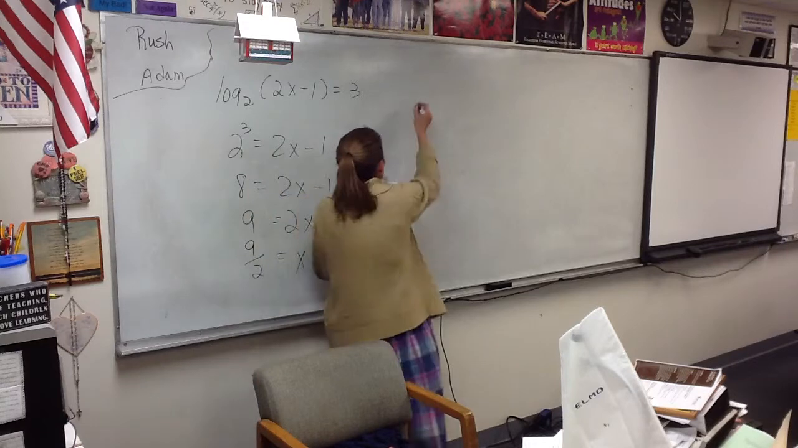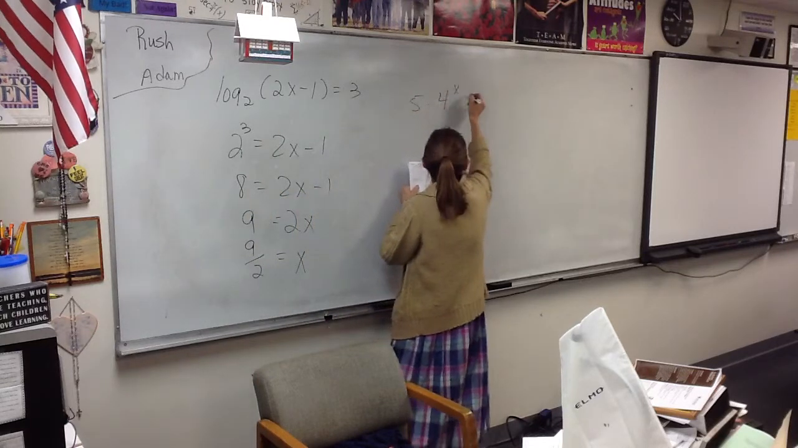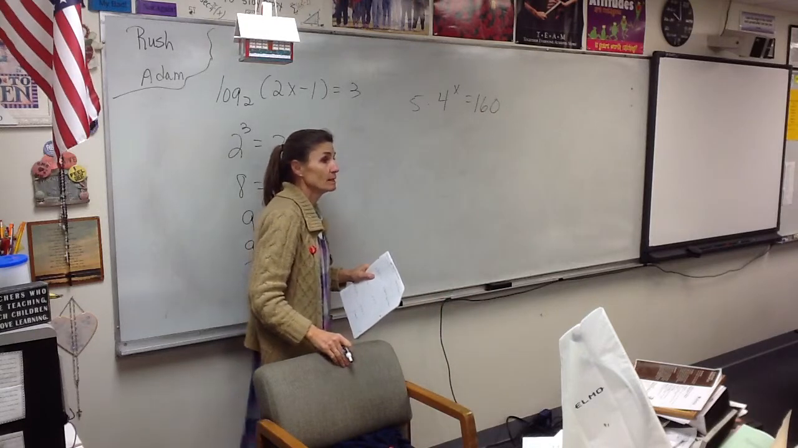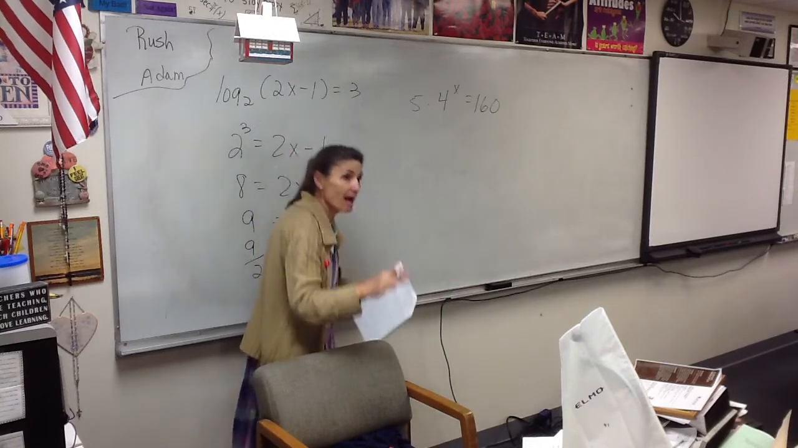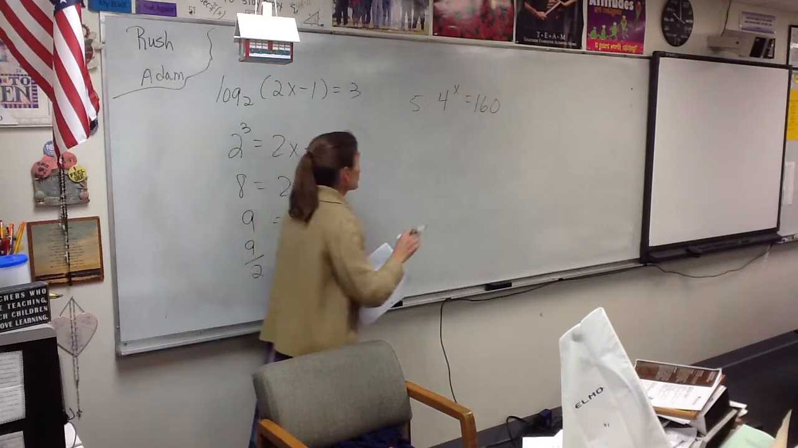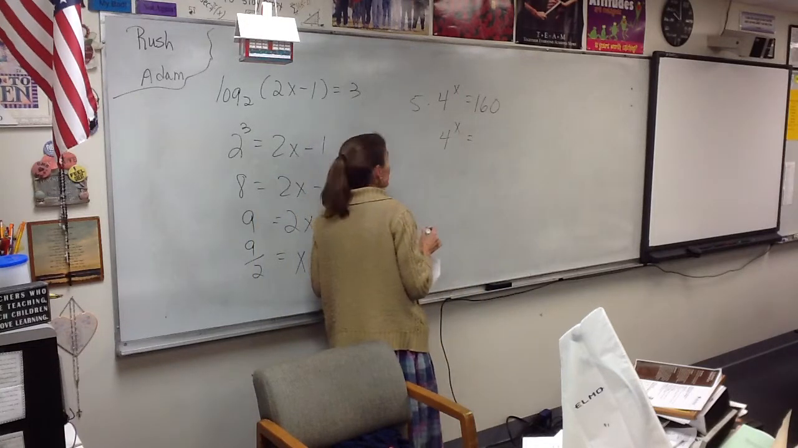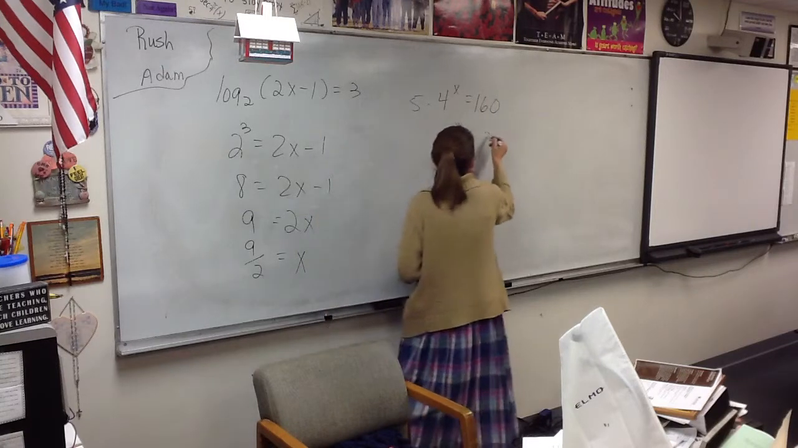Number B, or letter B. Tell me about the first step. Divide, divide, divide. So 4 to the x equals 160 divided by 5, which is 32.